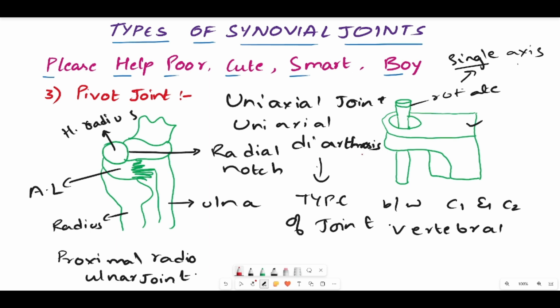First thing is you will draw two diagrams and then you will write two examples. One is the proximal radio-ulnar joint and the other one is between the C1 and C2 vertebrae. So here the pivot joint will be present. Then you will describe this diagram. That means it is a rounded portion. It is enclosed within the ring and there is a bone which will be rotating within this ring, that too in this single axis. That single axis movement we will call a uniaxial joint or uniaxial diarthrosis. So that much is enough for this joint.